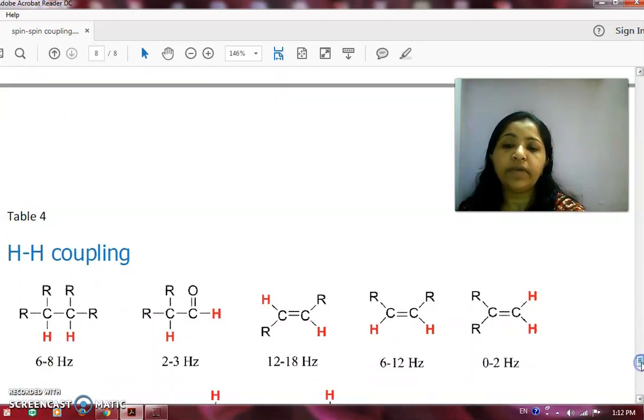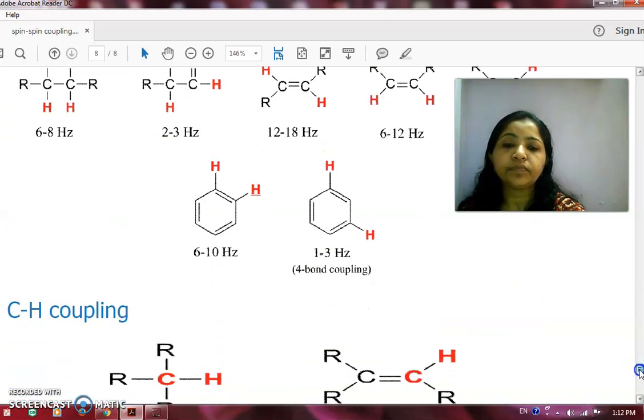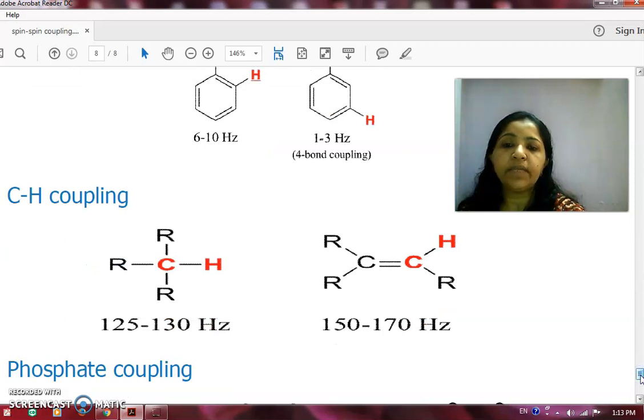So here we have already tabulated all this, whatever we have discussed. So 4 bonds, and you know para cannot couple because it is having 1, 2, 3, 4, and 5 bonds. So the para will not be splitting each other. So CH coupling, you have already done this. In case of CH coupling, this and this will couple with each other. So that is more complicated.